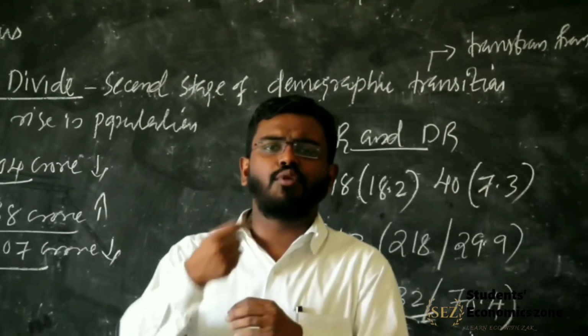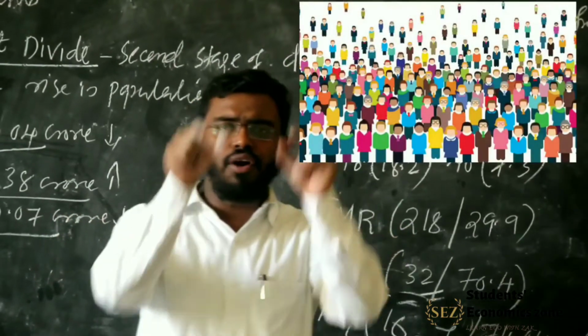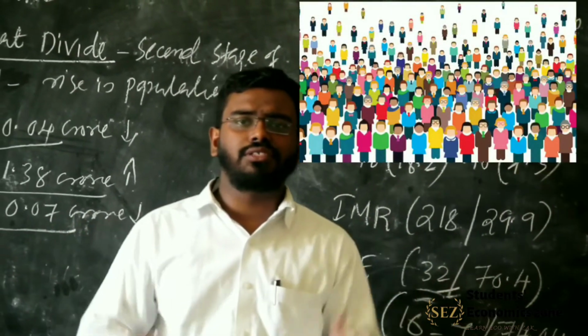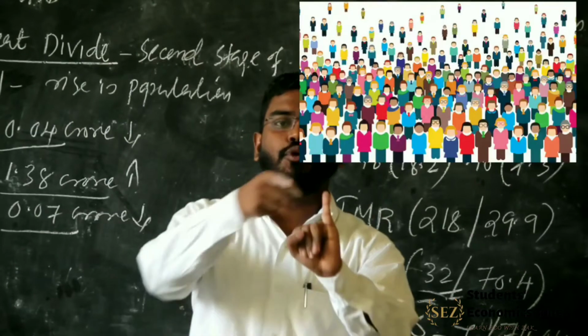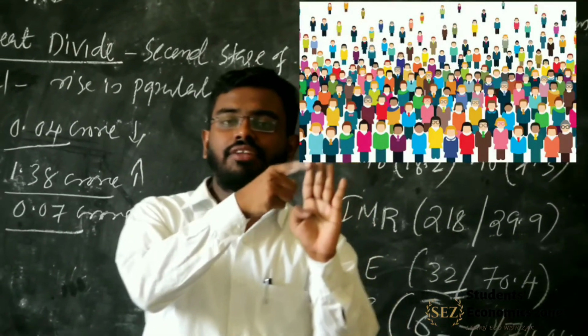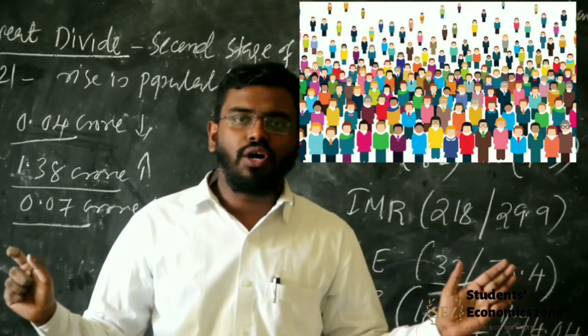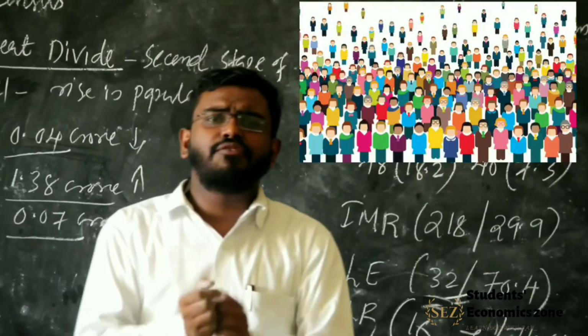So what is the meaning of demography? Demography is related with the population. So under demography we will discuss what was the condition of population growth rate, birth rate, death rate, infant mortality rate, literacy rate, etc. Okay, so for this purpose we need the data.